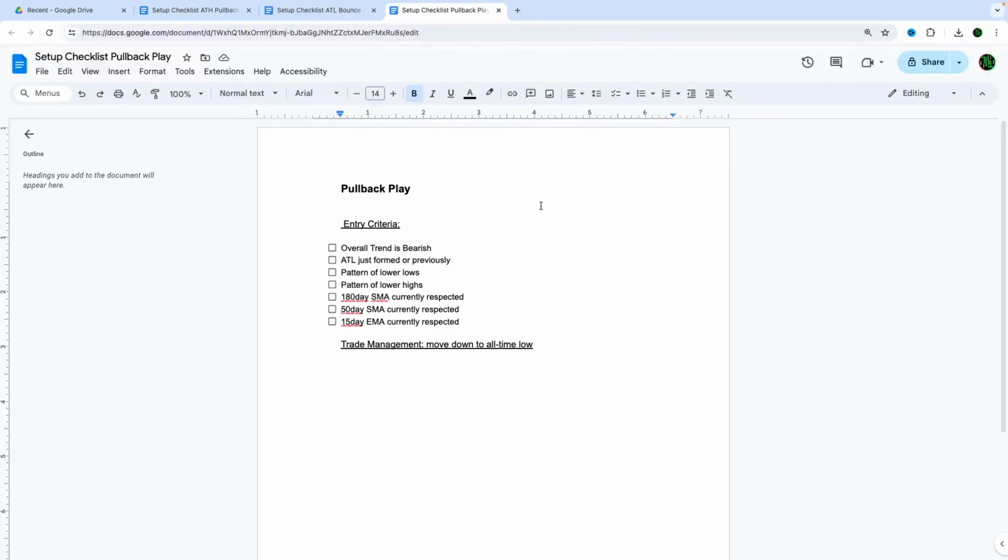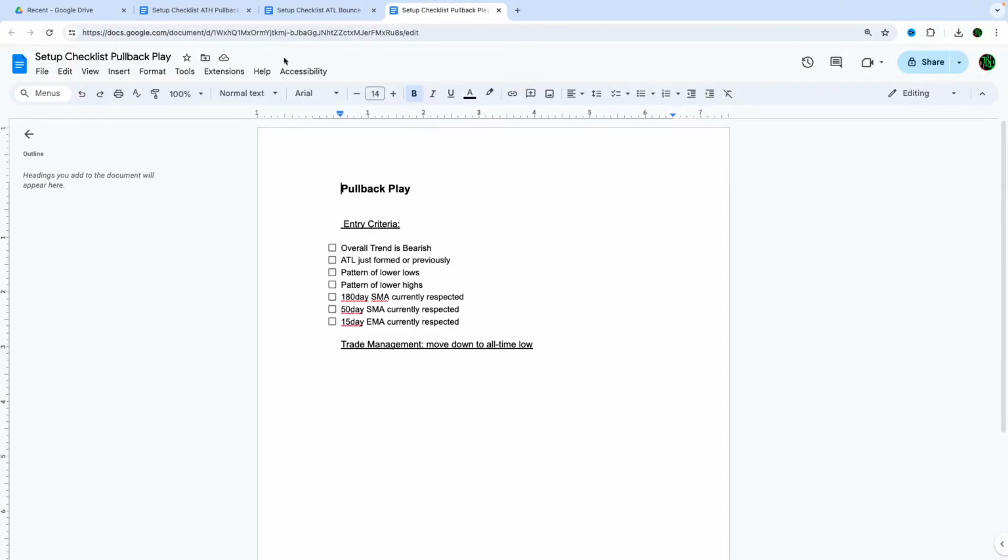180-day SMA respected currently. 50-day SMA currently respected. 15-day EMA currently respected. Pretty straightforward setup. You know, overall trend is bearish. We just saw that an all-time low was just formed or previously. We're essentially just going to play that move in short down to that all-time low. And we want to see these moving averages being respected.